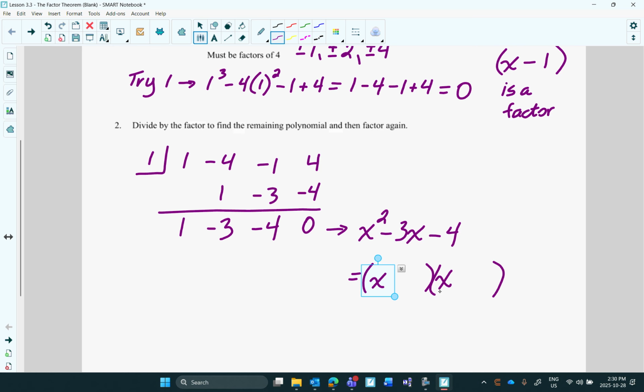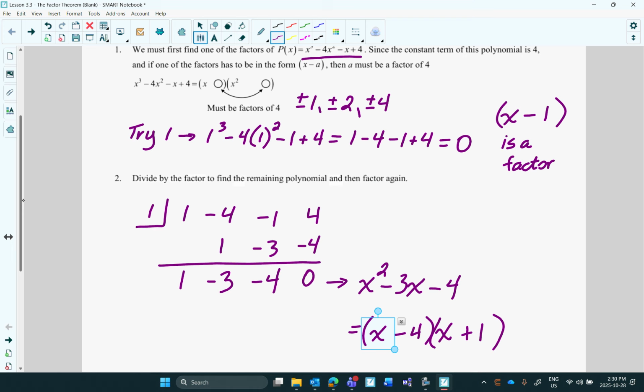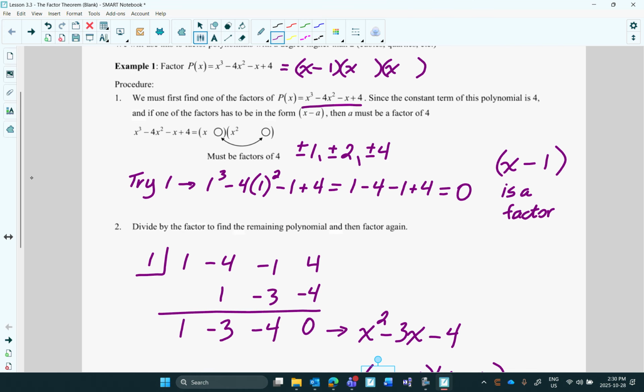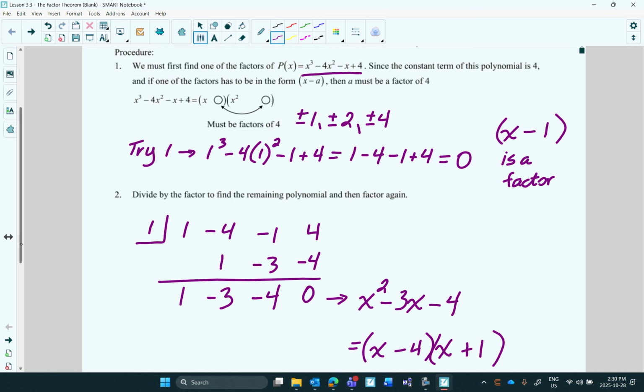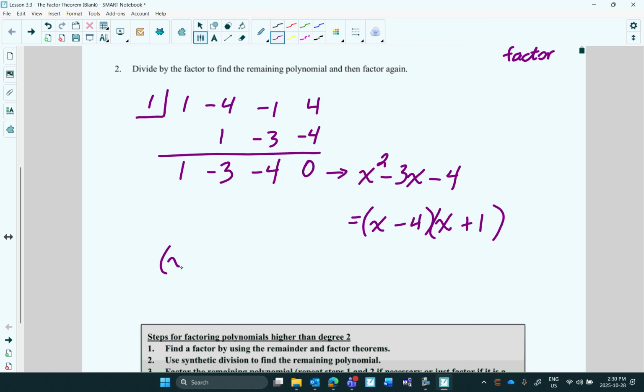What do we got? Negative 4 plus 1. There's our final two factors. So therefore, that would be the total or final answer. Or you can just write it at the bottom here. It would be x minus 1, the first factor we found, times the other two factors we found after synthetic division and trinomial factor. So that's how you do it.